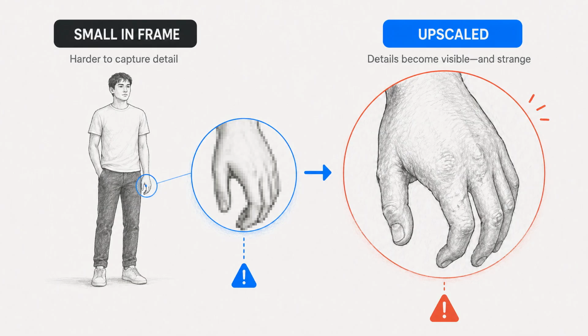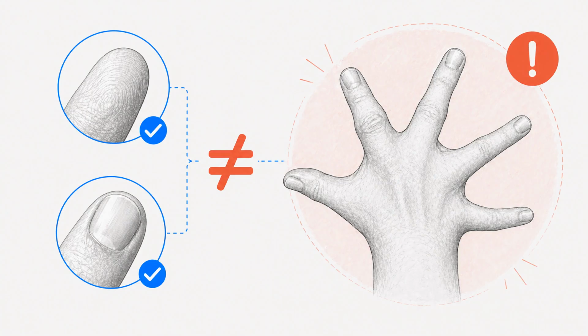Hands are often small in the frame. Small details are harder to generate because there are fewer pixels available to describe joints, nails, shadows, and skin folds. When the image is upscaled, those weak details can become more visible and more strange. A model can make a finger segment look realistic in isolation. The skin texture may be good, the fingernail may be shiny, but the whole hand can still be wrong if those parts do not connect in a globally logical way.